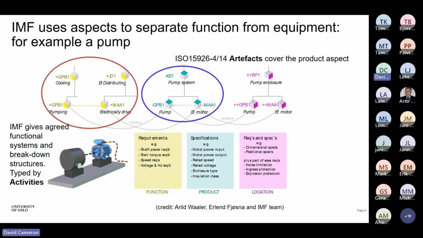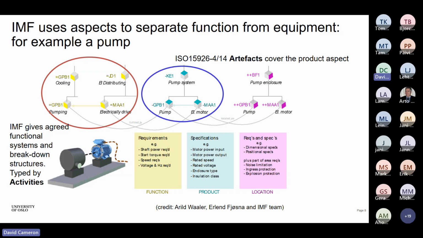So what IMF does is follow the approach you see in ISO IEC 81346 and give you a starting point: 3 breakdown trees that you use in your engineering. The first is a functional breakdown, where you focus on what you want to do in the facility you're building. And you break that down and you can type that ontologically by activities, by verbs.